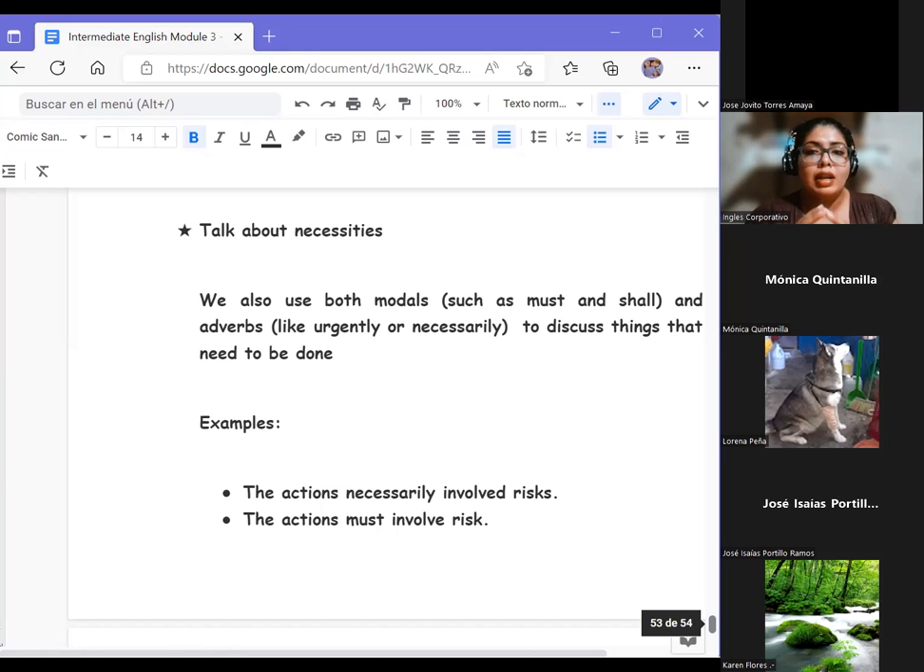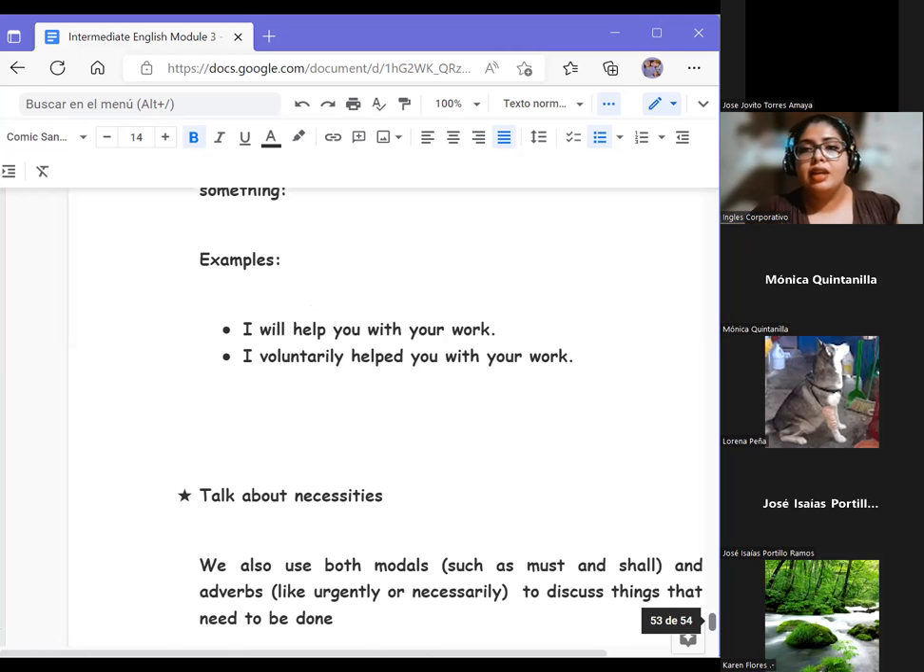El mensaje siempre va a ser igual cuando estamos hablando de esas similitudes, pero lo vamos a escribir de una manera diferente, pero siempre vamos a llegar a la misma conclusión, igual que en este. Podemos decir que uno es el inicio y el otro es el final. I will help you with your work. Te voy a ayudar con tu trabajo. Y en el segundo es como yo voluntariamente te ayudé con tu trabajo después de haber ayudado. Pero llegamos a lo mismo. Lo hice porque quise. So that's the message of the sentence. Pero siempre llegamos a la misma conclusión. Quise hacerlo, estaba dispuesto a hacerlo y lo hizo.